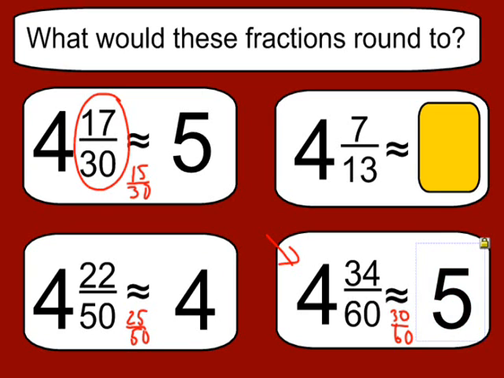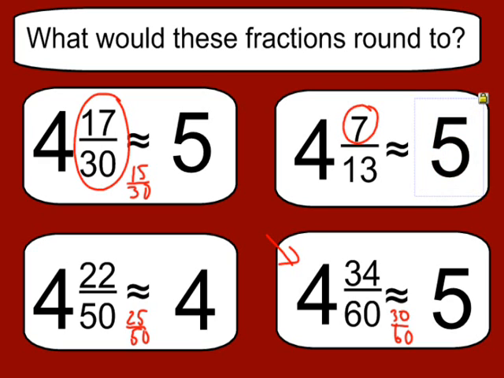And using that technique we just talked about on the previous page, if I double 7, that's 14. That's greater than or equal to 13, so this is going to round up to 5. And again, how many 13ths would be 1/2? 6.5 13ths would be 1/2. This is greater than 1/2, so it would round up to 5.